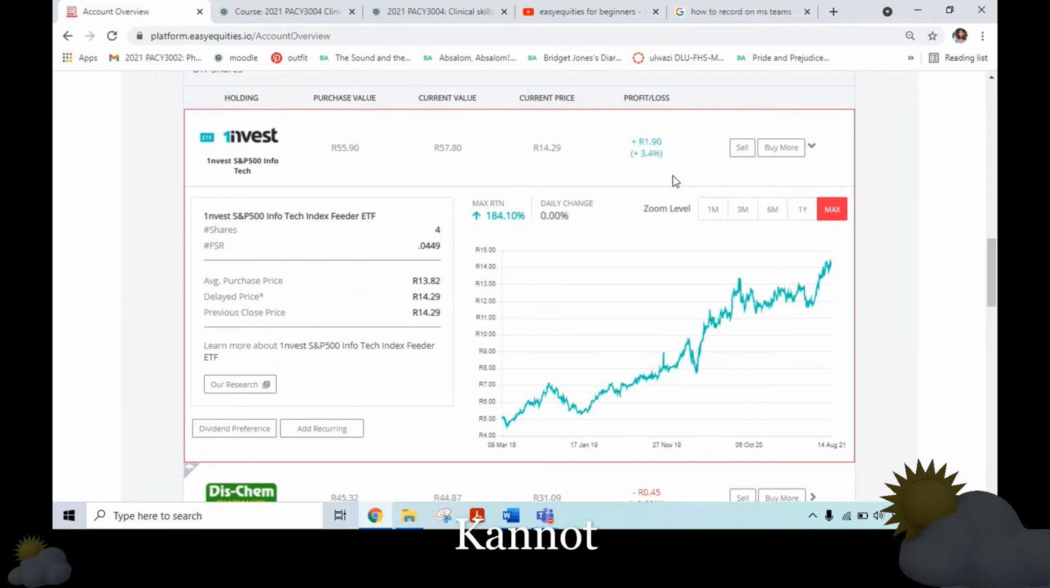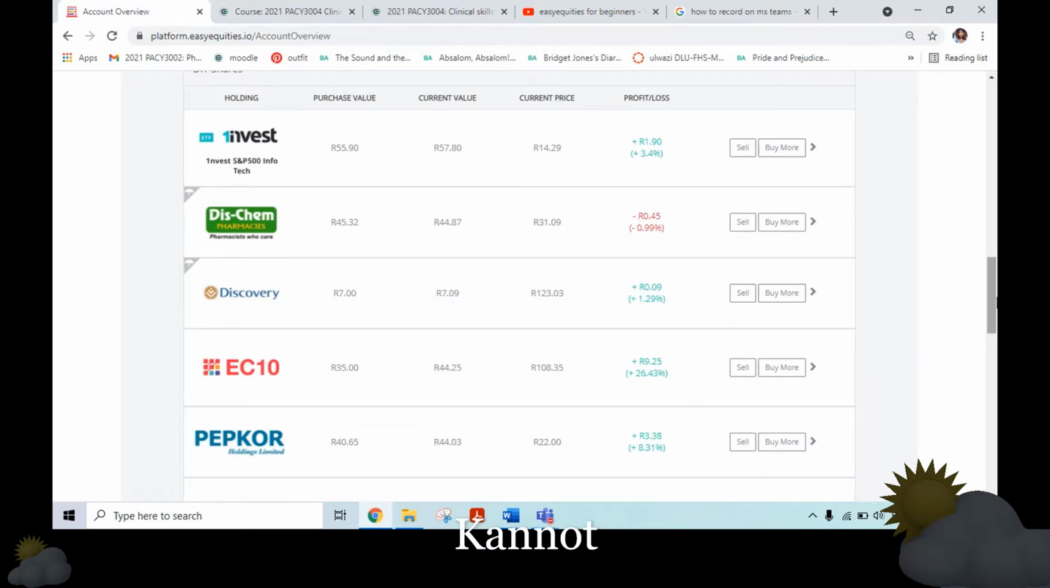Okay. So yes, I've made only a 2 rand profit. So you can imagine if I bought 10 shares, if I put 550 rand, now I would have 570 rand. So it's still an okay profit to make. And then I invested in Discam.